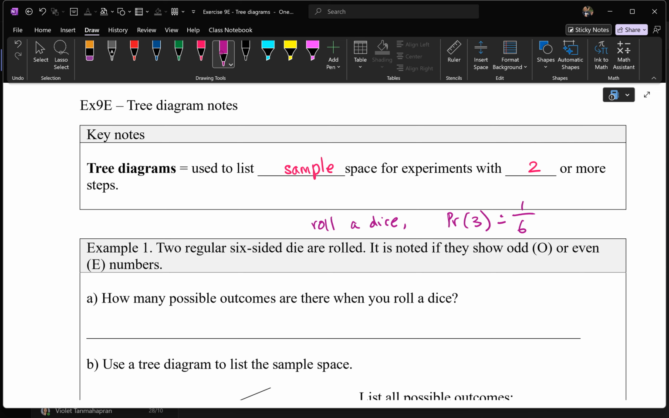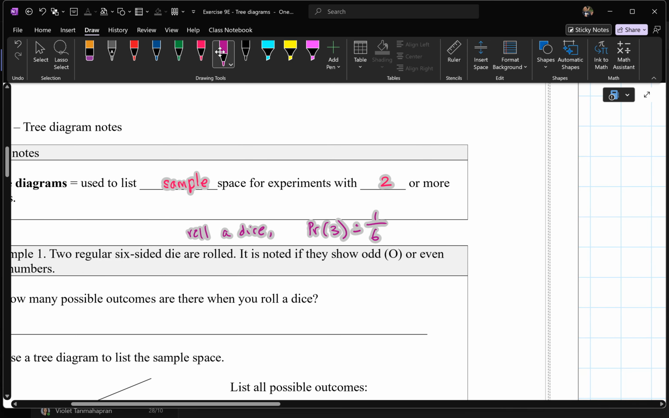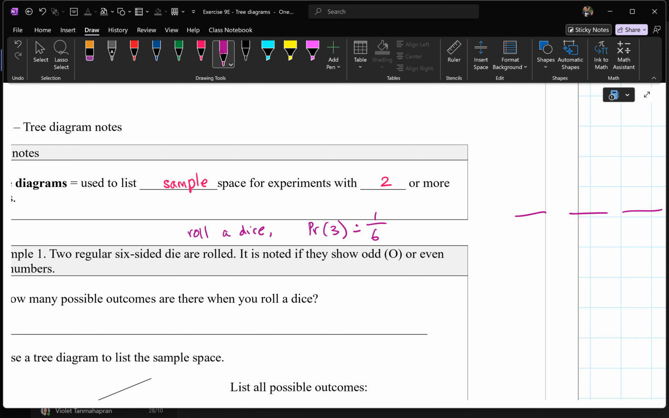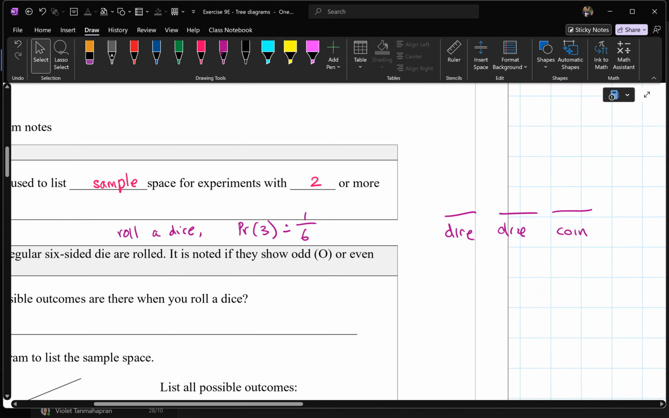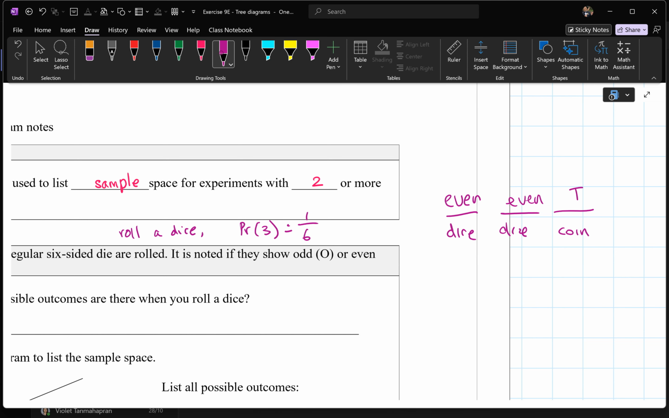What's a 2 or more step problem? I might ask you something like this. I might say, well, what if you roll the dice twice? So you roll it once, you roll it twice, and then you flip a coin. So this is coin, this is dice, dice. Now what if I said to you, what's the chances of getting even number on the first go, even on the second again, and then I want tails?